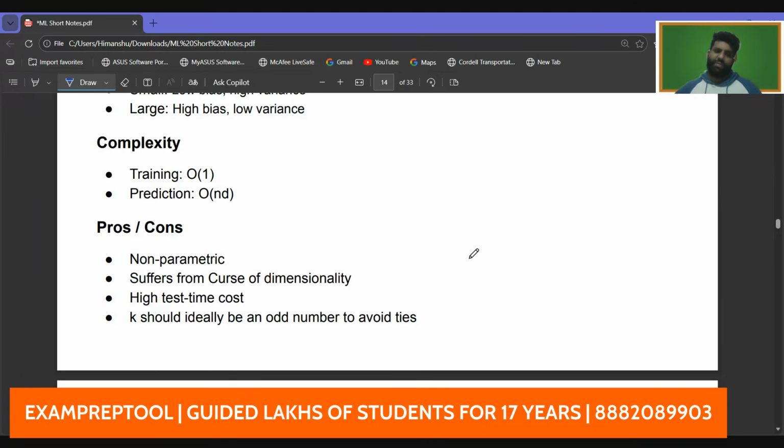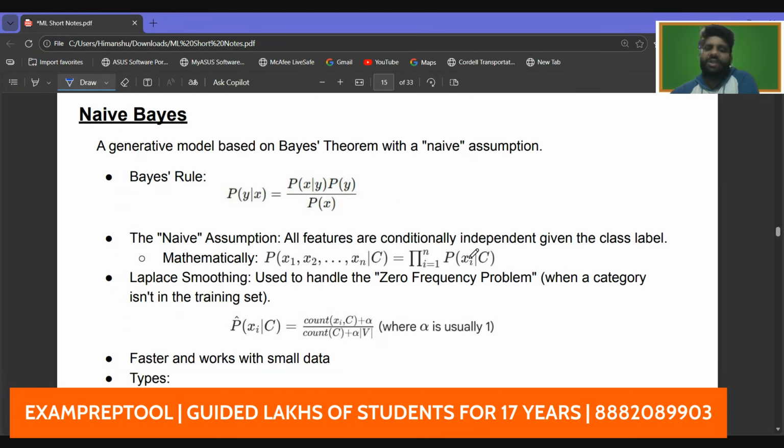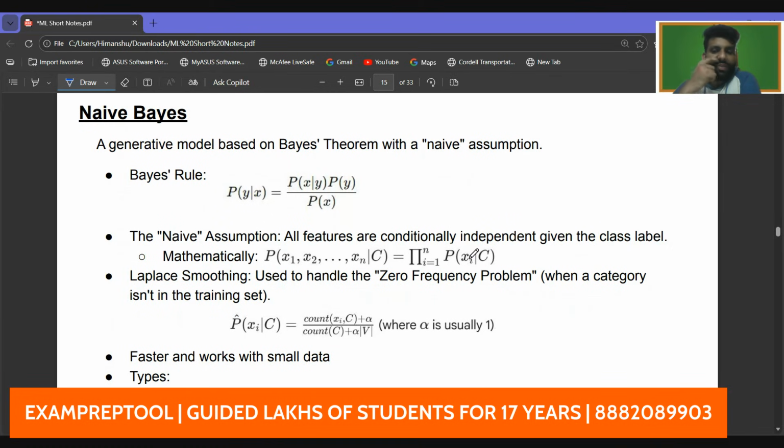Okay, let's move to the naive Bayes. It's a generative model based on Bayes theorem with the naive assumption. What is that naive assumption? That features are independent conditionally. And what is that condition? Conditioned on your class. So features are conditionally independent given the class label. Okay, that's how we generally talk about this.